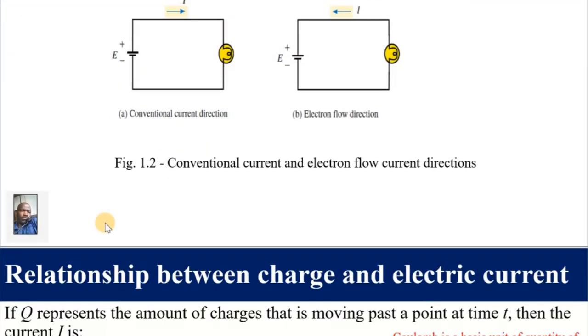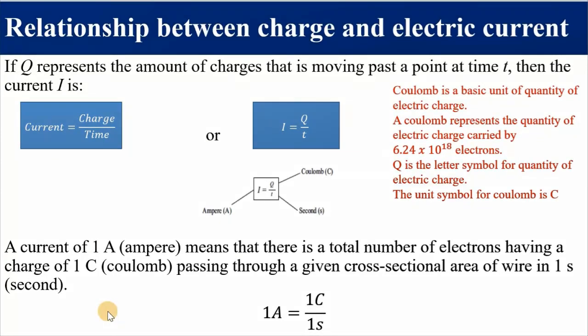Please take note of the relationship between charge and electric current. Q is the symbol for charge and capital letter I is the symbol for electric current. So this is the relationship: current is equal to charge divided by time. In simple form, I is equal to Q over t, where Q is charge and t is time in seconds. A coulomb is a basic unit of the quantity of electric charge, and it represents 6.24 times 10 to the power 18 electrons, which we got from the reciprocal of the charge of one electron. The symbol for coulomb is capital letter C.